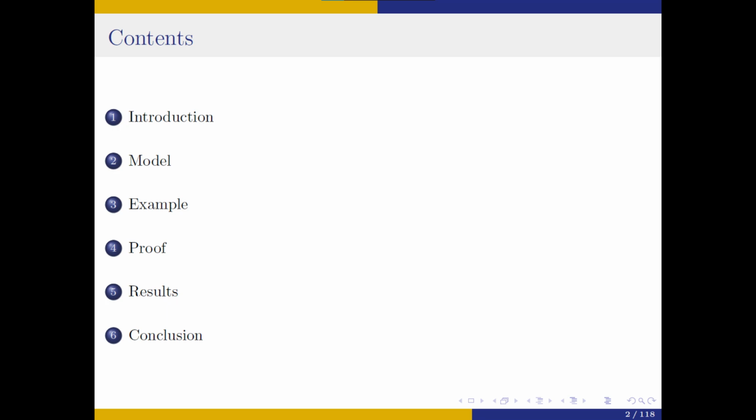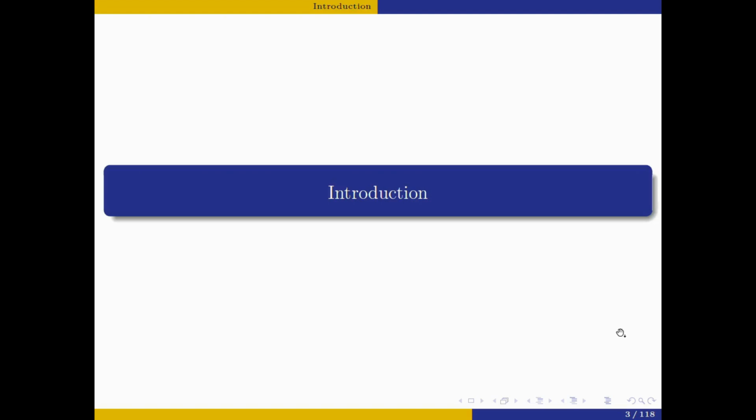First, I will explain how the presentation is divided. We will start with a brief introduction, then we will look at the model we use for this project, along with an example of the same and its demonstrations. Posterior to that, we will review the results and finish with the conclusions. Now, let's start with the introduction.